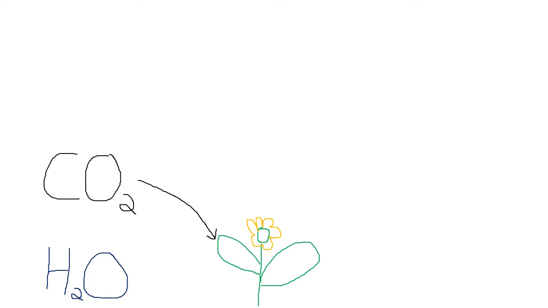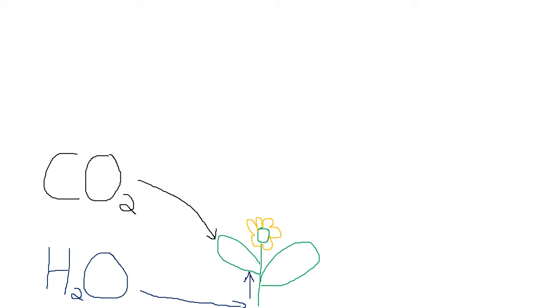Now water, plants get it from the ground, so their roots absorb the water through osmosis. It then goes up the plant, going up through the xylem and into the leaves. And that process is called transpiration. So we're going into the roots and we're going up to the leaves.